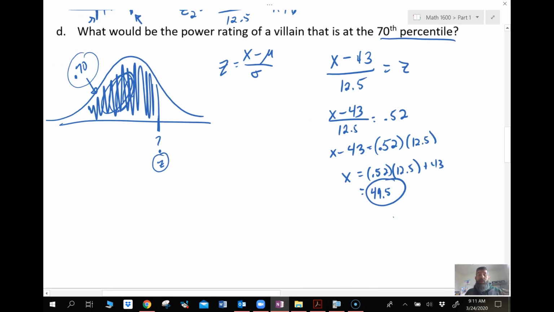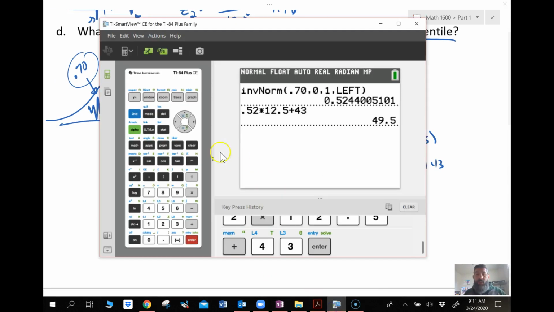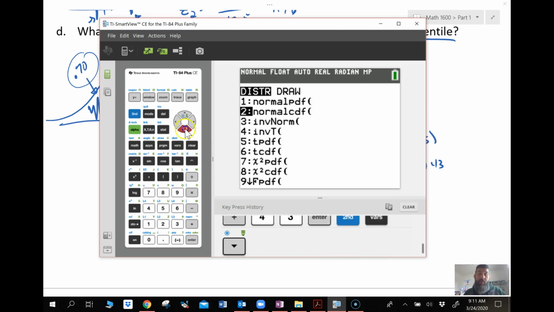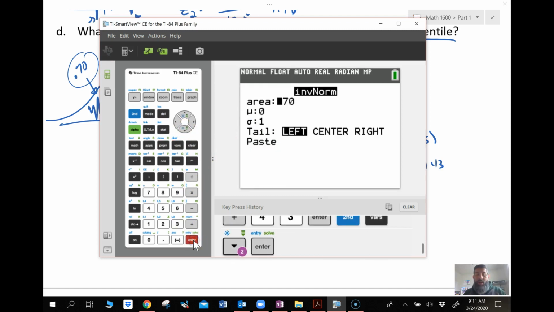Now, if you wanted to go straight from the problem to your answer, which your TI-84 will be able to do, here's what we do in this case. We're going to do inverse norm again. So I just want to show you that you can do this, but if you were in my class, I'd like to see your work.